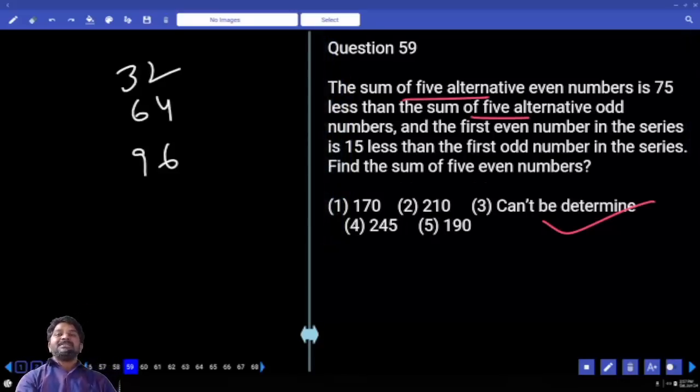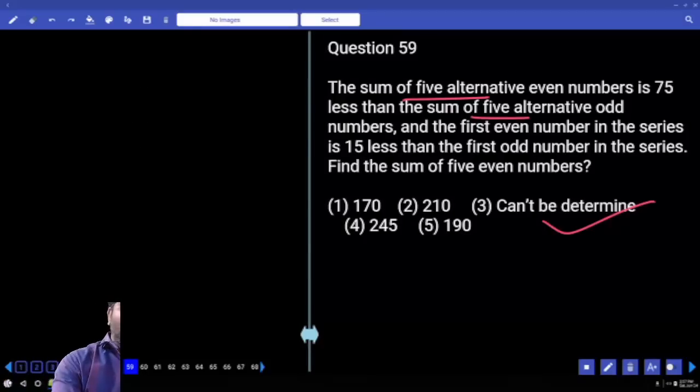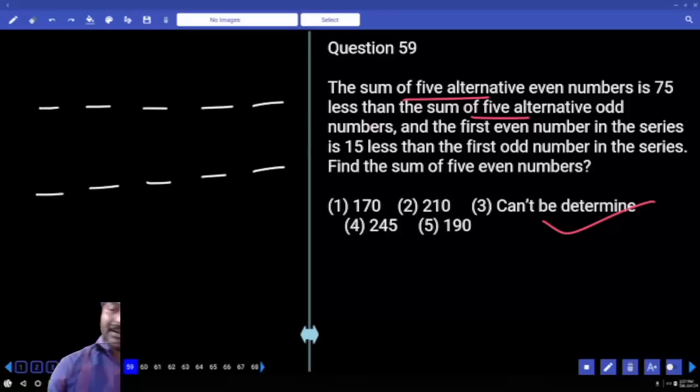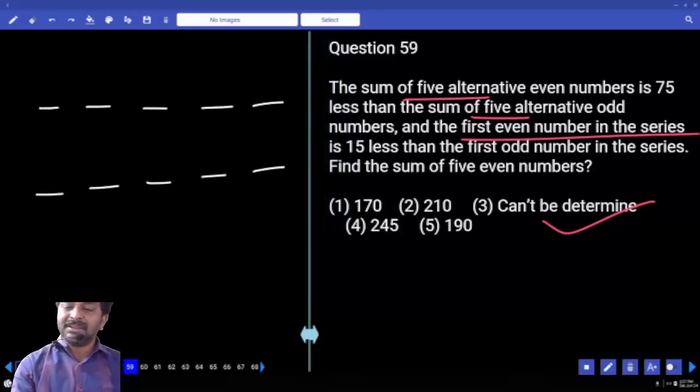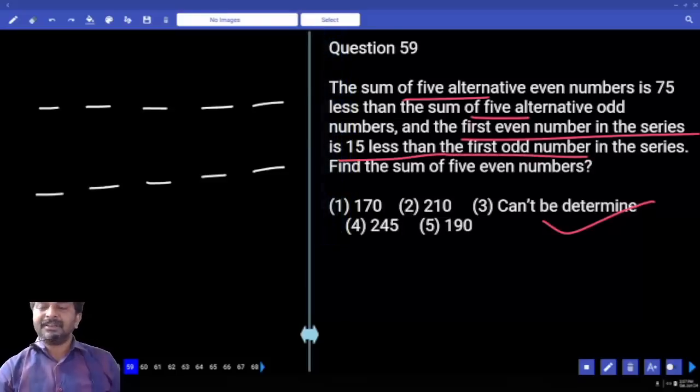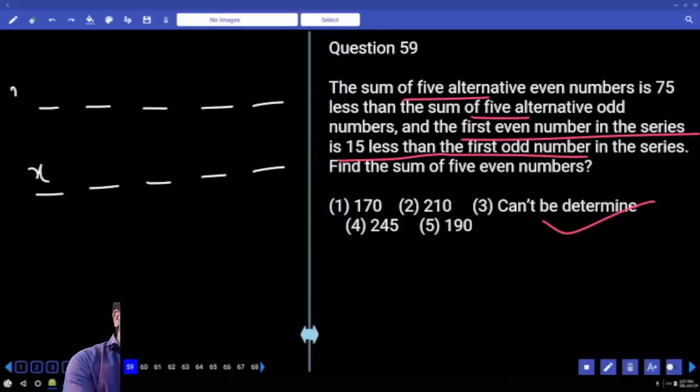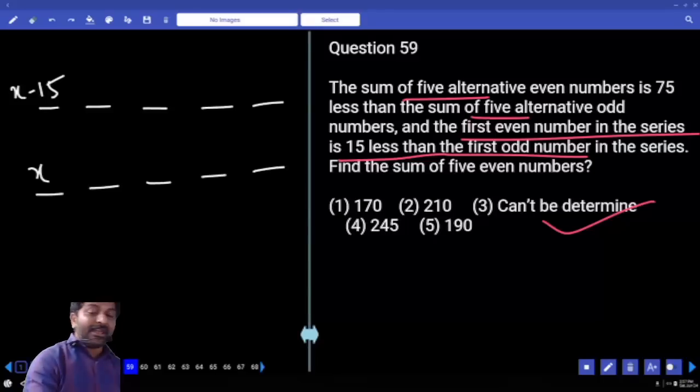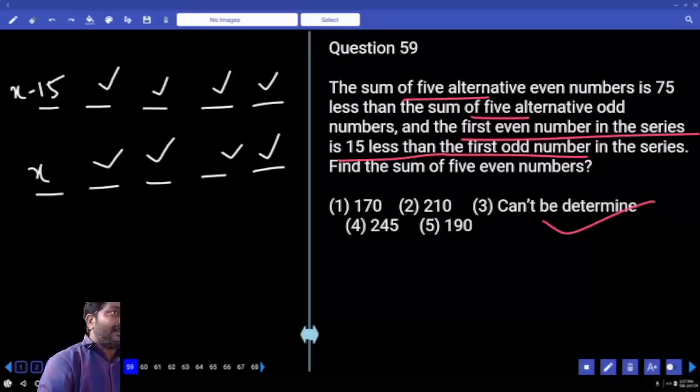In the first case, how many numbers are there? In the second case, somewhere you need to start with x, right? Come on. 1, 2, 3, 4, 5. 1, 2, 3, 4, 5. Last condition: the first even number in the series is 15 less than the first odd number. If it is x, it becomes x minus 15. Correct? With these two, can we write all the remaining 8 numbers? Can we write or not? In the form of x.